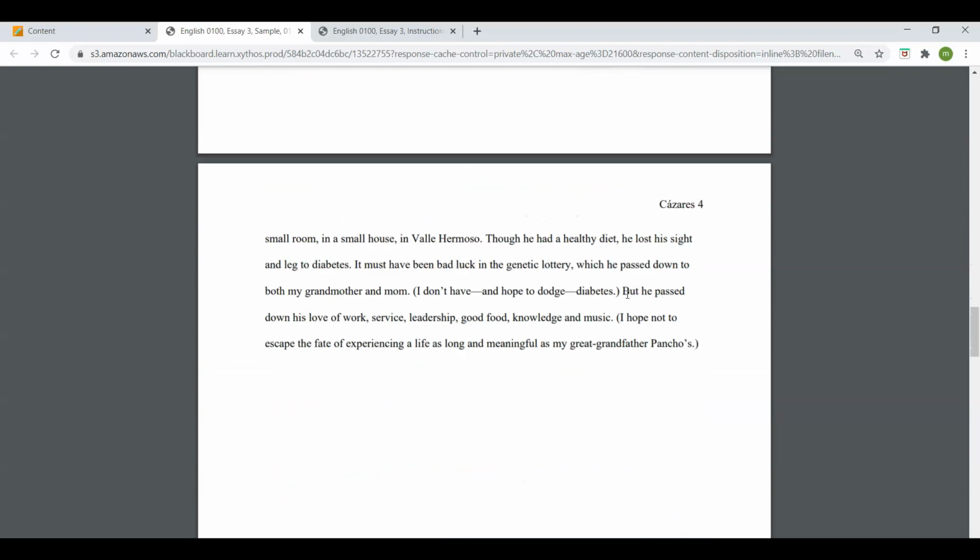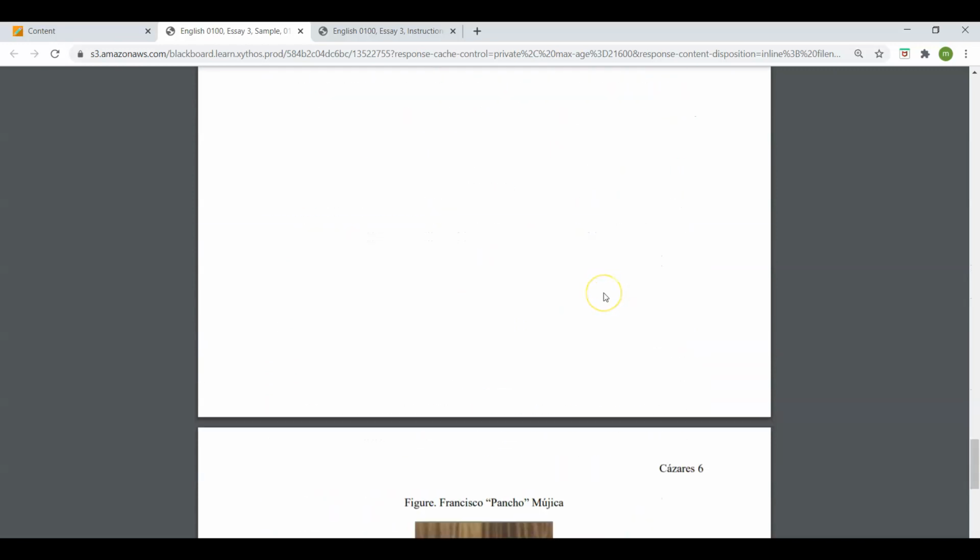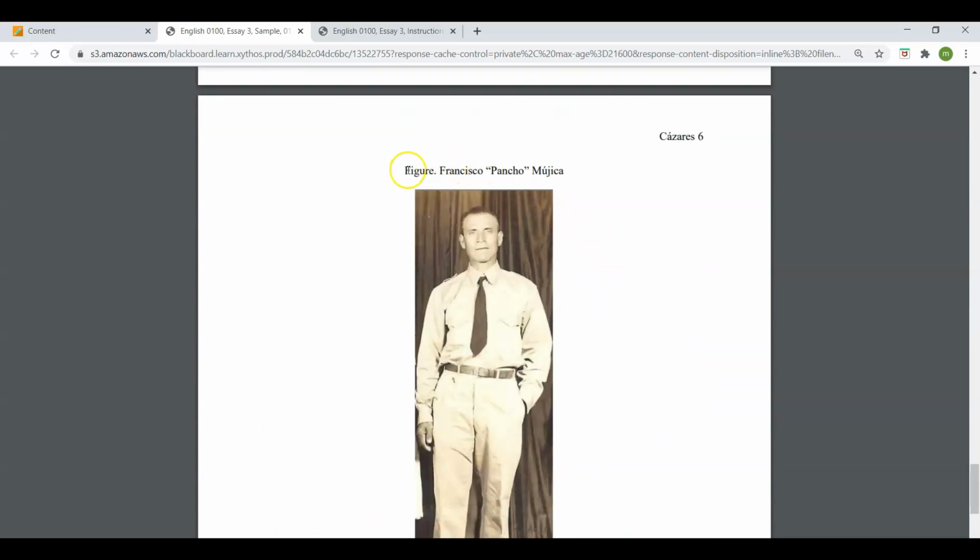So where do you find it? You scroll down. There's the works cited. You find it at the very end. There it is. Figure, period. That's important. Put a period.